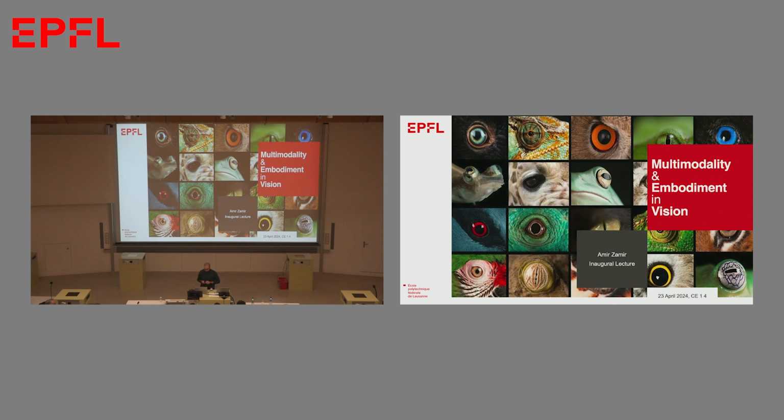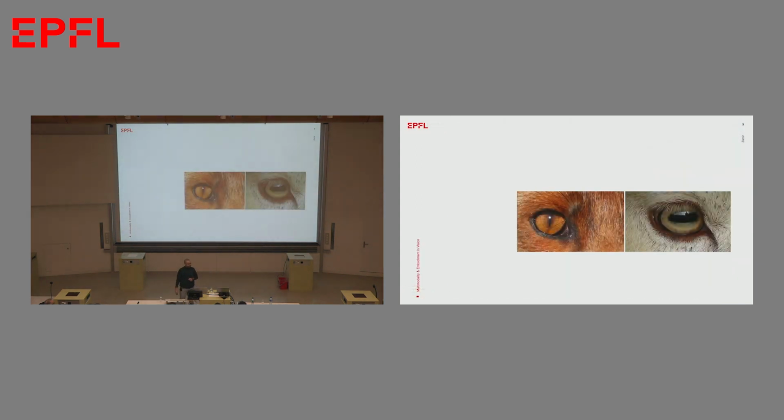about vision. So I'm going to talk about multimodality and embodiment in vision. And I'm going to illustrate what I'm going to show with this example. So these are two different eyes with two different pupil shapes. One of them is a predator, and the other one is an animal of prey. Do you have a guess which is which? One of them is a sheep, and the other one is a cat.